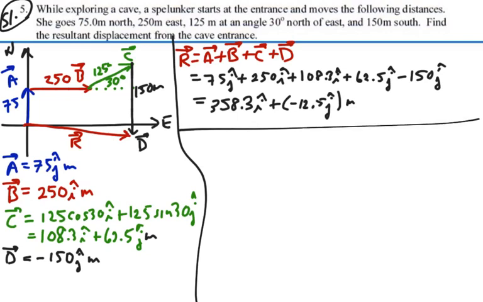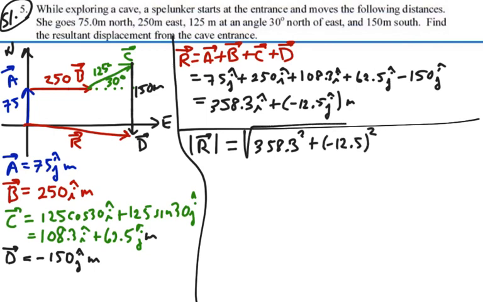But let's find the magnitude of that. Another way to describe displacement is magnitude and direction. So our magnitude of this resultant displacement would be 358.3 squared plus a negative 12.5 squared, all that square root. And that's equal to 358.5 meters. That's the magnitude of our resultant displacement.